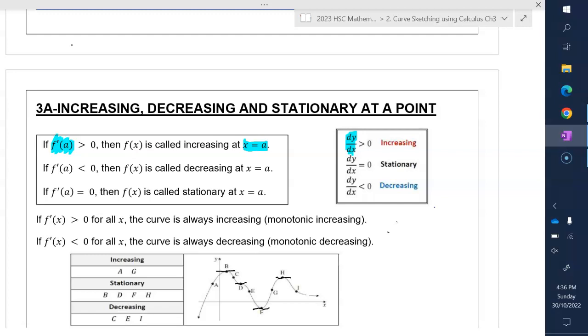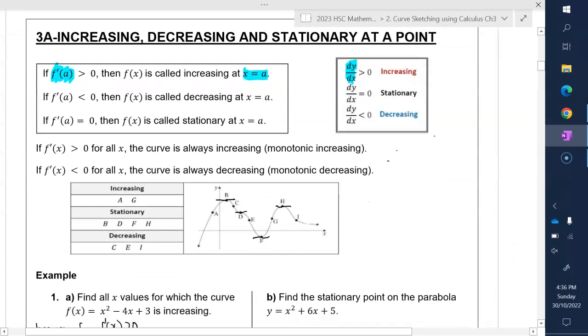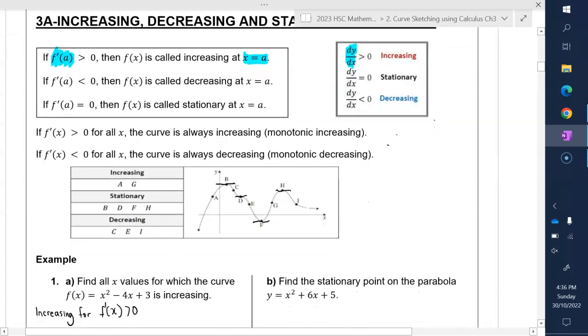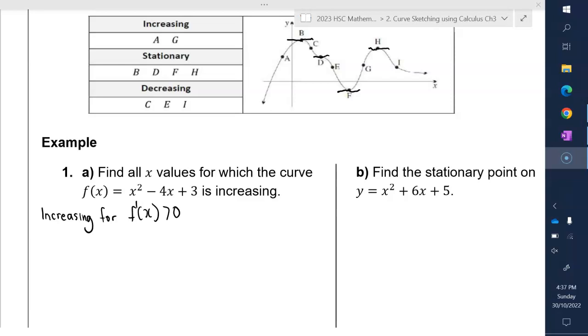Okay. If f dash of x is greater than 0 for all x, then the curve is always increasing, and we call it monotonic increasing. If f dash of x is less than 0 for all x, the curve is also always decreasing, and we call it monotonic decreasing. Let's have a look at the examples below. Okay. The first example says find all x values for which the curve f of x is equal to x squared minus 4x plus 3 is increasing.